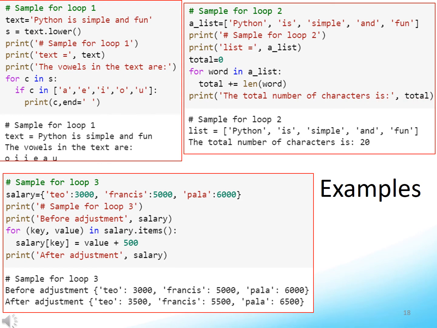In the code for loop 3, the iterable is a dictionary, and the element of the iterable is a pair. The key represents the employee, and the value represents the monthly salary. The loop concentrates on processing the element of the iterable. In this case, it is to add 500 to the monthly salary for each employee.